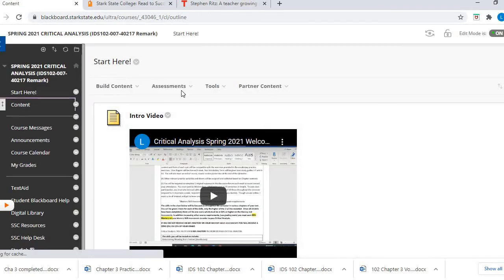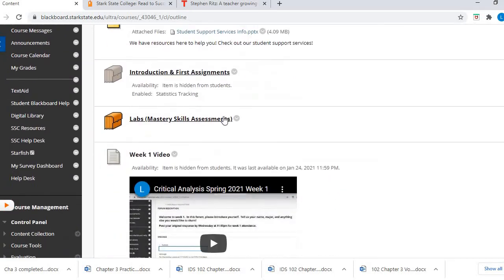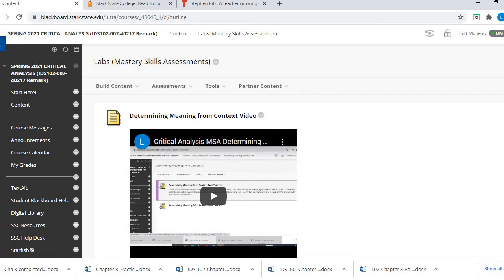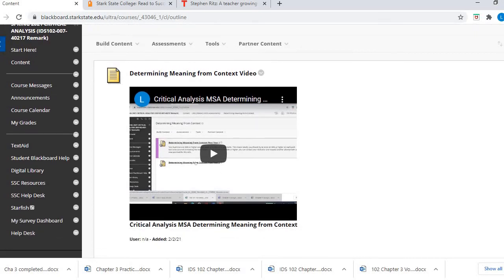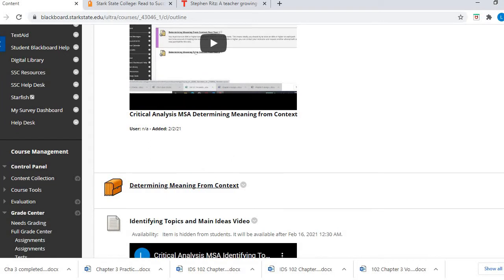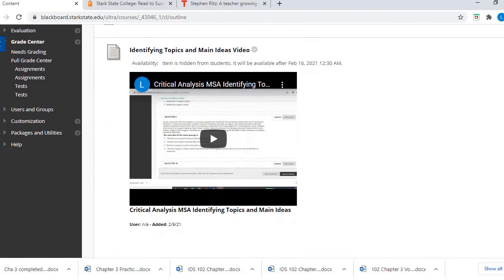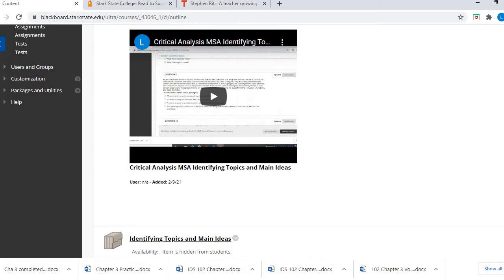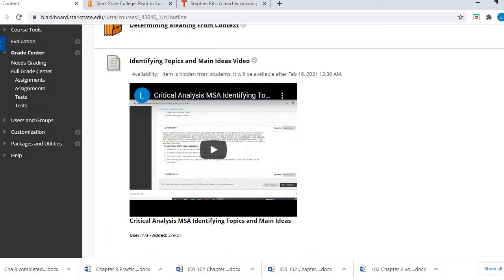And as a reminder, if you have not already started your mastery skills, there is a folder for labs, mastery skills assessment. You can see that your determining meaning from context was already there, and a couple of you have been in there, not very many as of yet as I'm making this recording. Your first mastery skill is in there that went with chapter 2. This one goes with chapter 3, identifying topics and main ideas. It will open with your week 5 information so that you can hopefully listen to this video first and then get to work on identifying topics and main ideas.